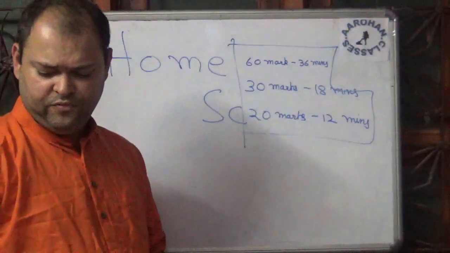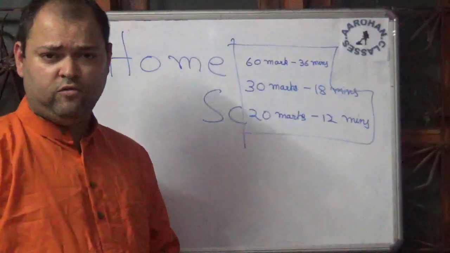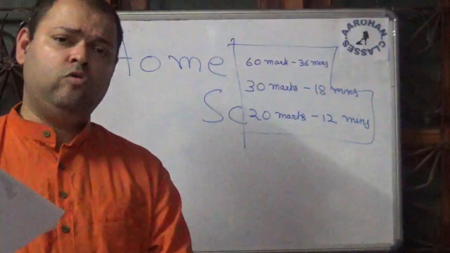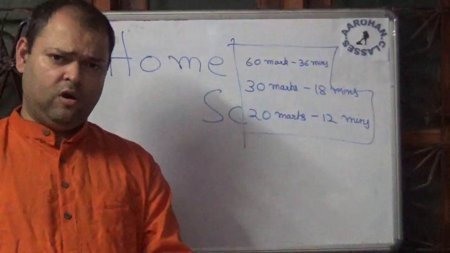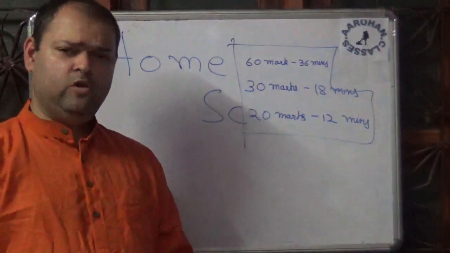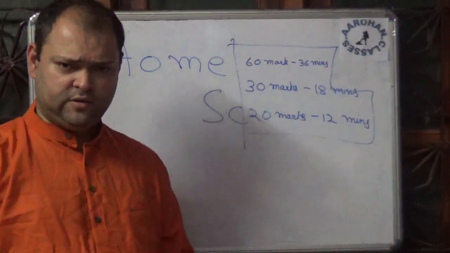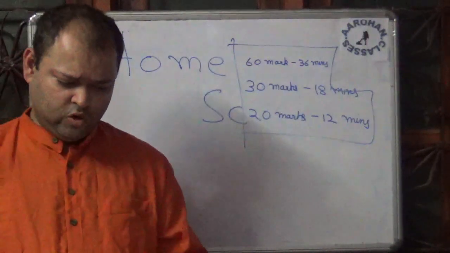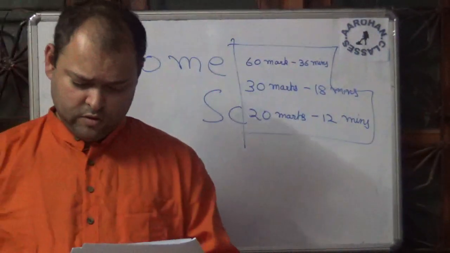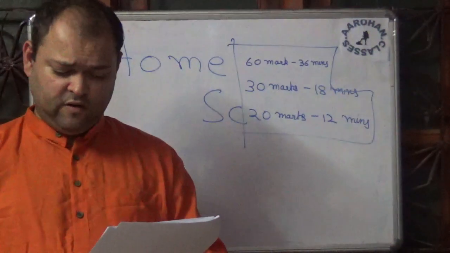Let us finish paper 2 questions of 2016, then we will go to how to write the home science answers, or for that matter answers of any optional in OPSC, so that you get the maximum marks. Now coming to home science paper 2. Answer any 3 of the following.